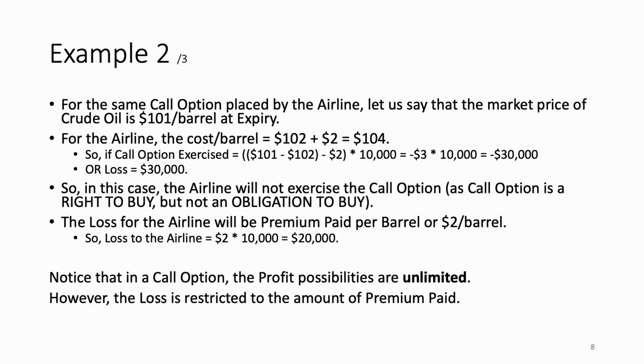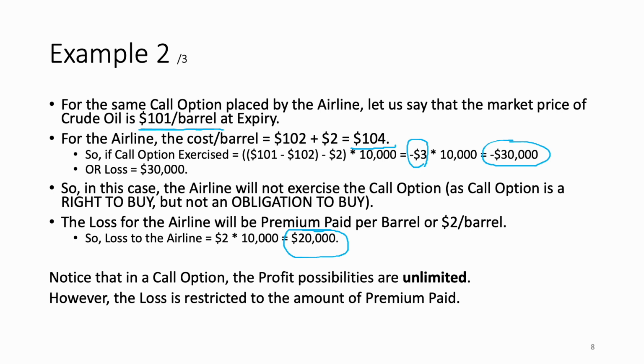Let's consider a third scenario in the same example. Let's say at maturity, the price of the crude oil is $101 per barrel. In this case, like we had already calculated, the airline's cost comes to $104 per barrel. So if the airlines exercises the call option, it will have a loss of $3 per barrel, or a total loss of $30,000. In this case, the airlines will not exercise the call option. Instead, it will just let go and pay the premium, the cost of which will come to $20,000.